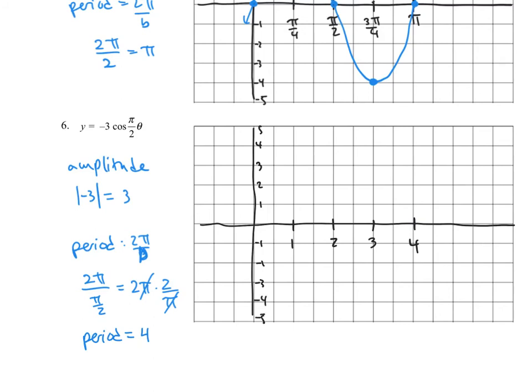This is a cosine function, so I start either at a maximum or minimum point. There's a negative in front of the a value, so it's reflected about the x-axis. So instead of starting up at 3, I start down at -3. I go back to the axis, up to a maximum point, back down to the axis, back down to a minimum point. Make it nice and curvy. And that would be one cycle.